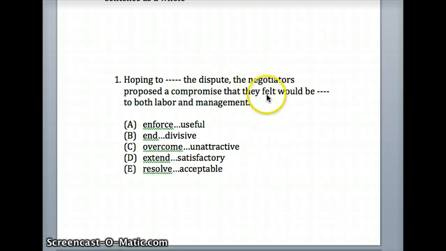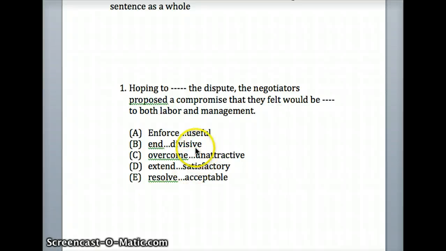Now with a two blank sentence completion, we're only going to look at the first blank first because sometimes we can eliminate answer choices just based on that. So I said, hoping to end the dispute, the negotiators proposed a compromise. So let's take a look at the choices that we have here. Hoping to end. Enforce certainly doesn't mean end. So I'm going to eliminate A as a choice.